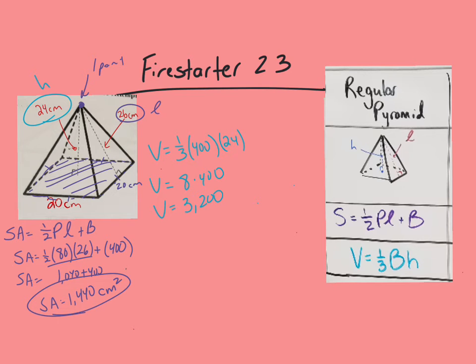Oops, I said cubic centimeters, and then I wrote square. It's got to be a little 3. And that's it for the pyramid.